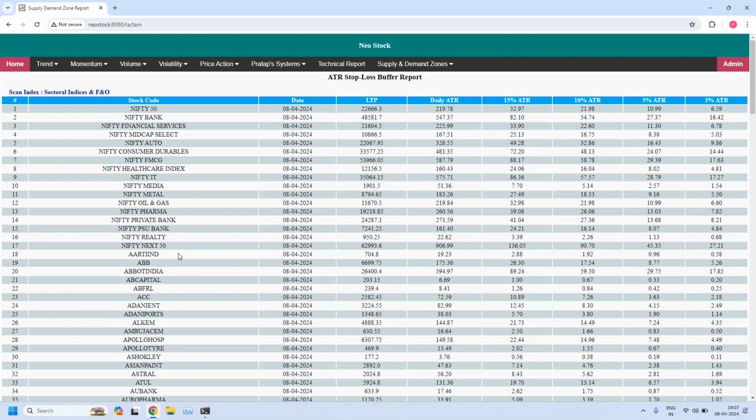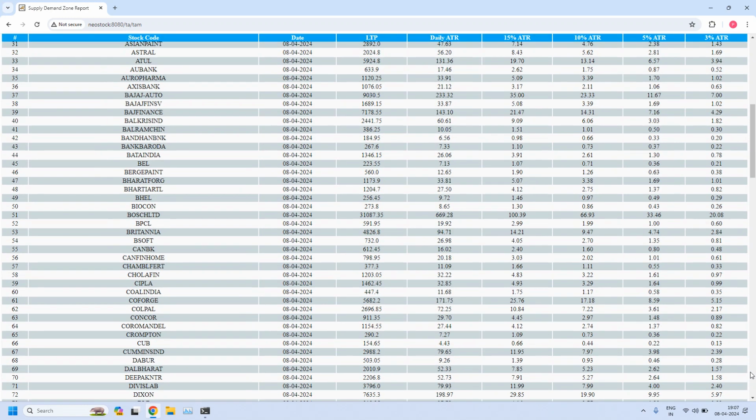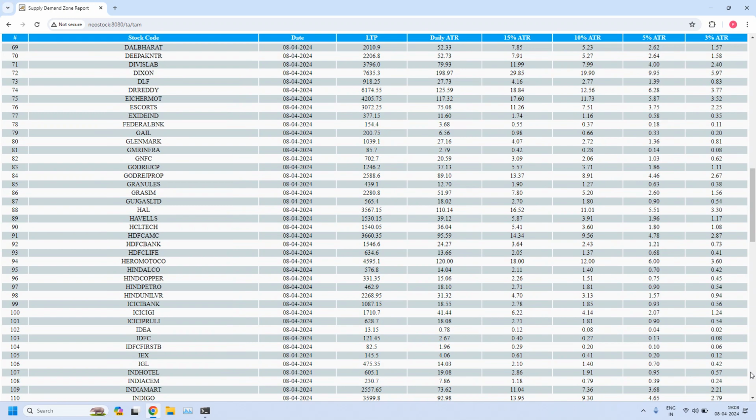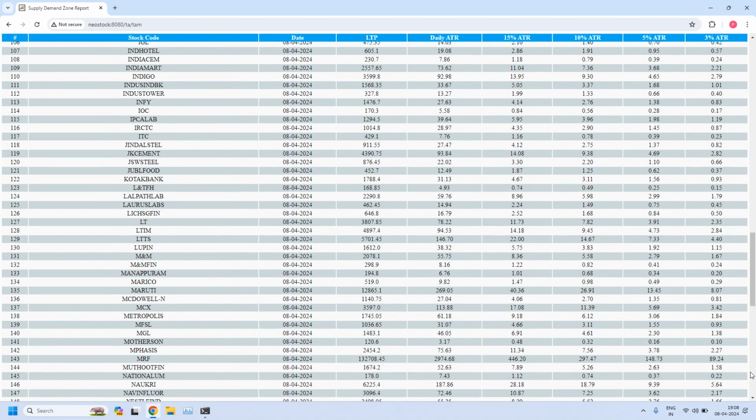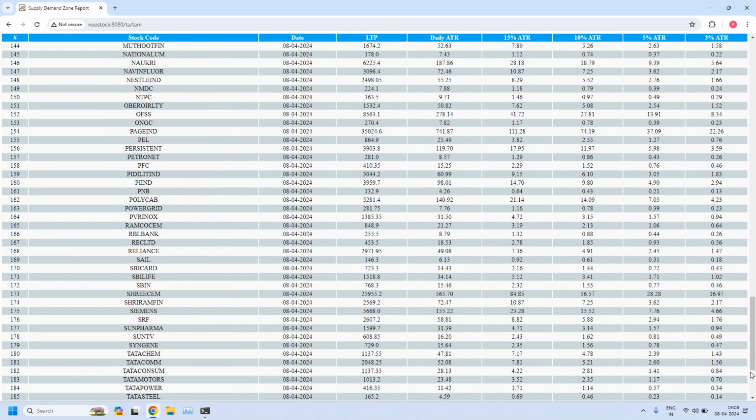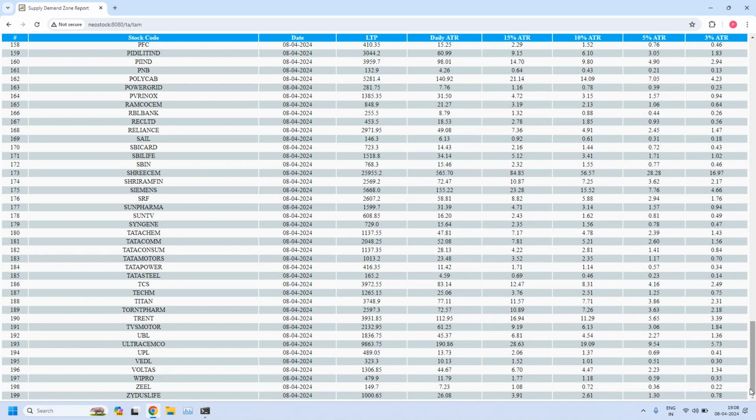So first 17 in this list are indices. Remaining all are equity stocks listed in F&O segment. I keep on scrolling this list down. You just need to pause the video when you want to refer any particular stock. So this is the complete list. Hope this information will be helpful to you for our further study and analysis.